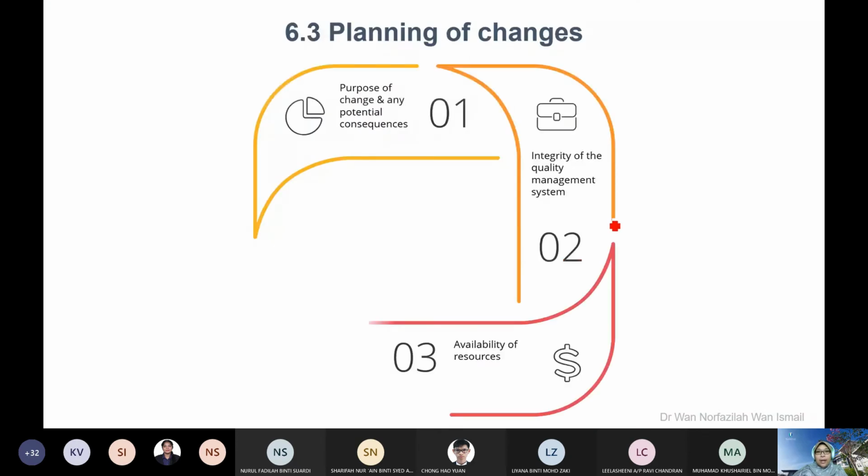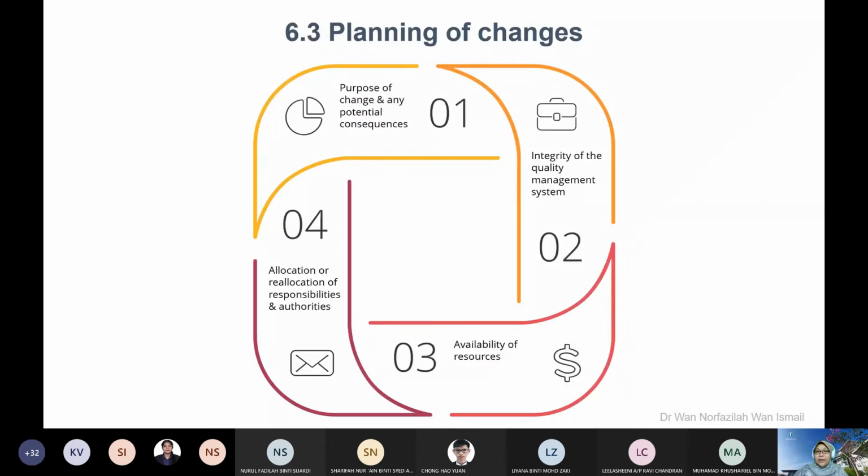Okay, 6.3, planning of changes. Even when changes happen, you need a plan. It's not something to take lightly. Once you are certified with ISO 9001, for example, now you are students, right? So when you read or when you go for an interview, you can ask, or you can search whether the company you are targeting is certified with ISO 9001 or not. If yes, it means that the company is very manageable. Even changes have a plan.